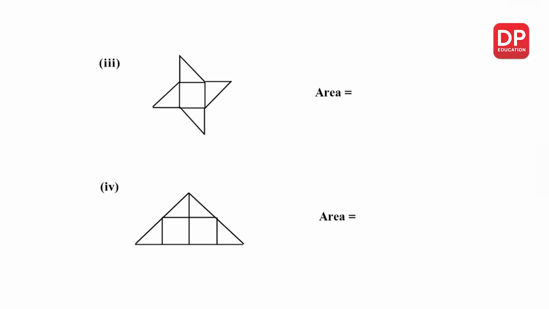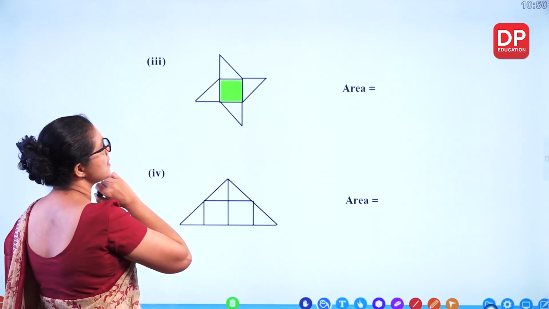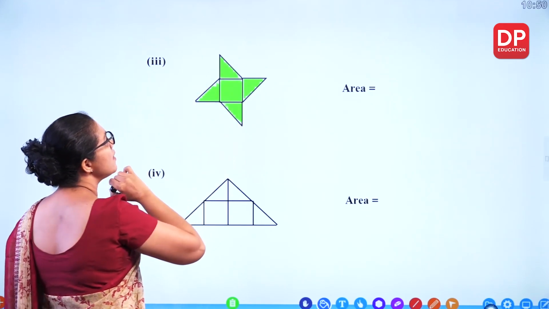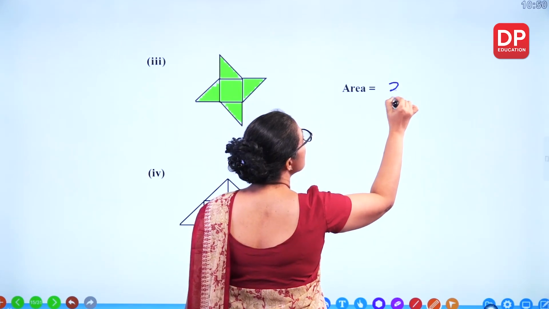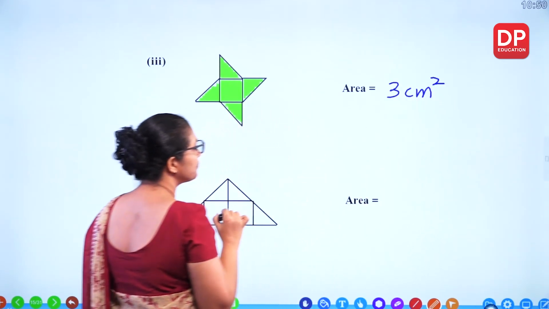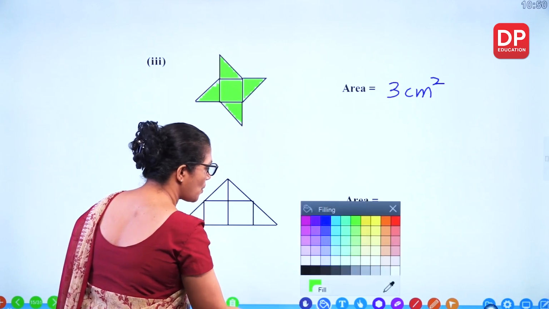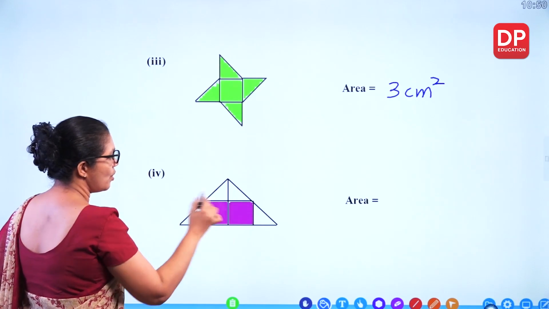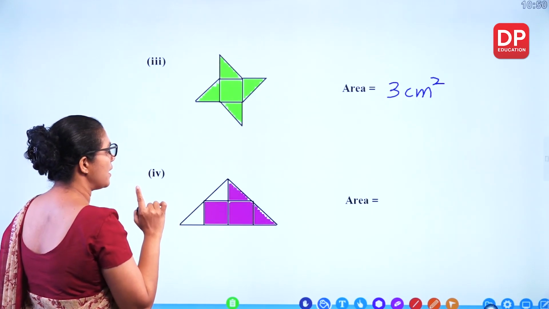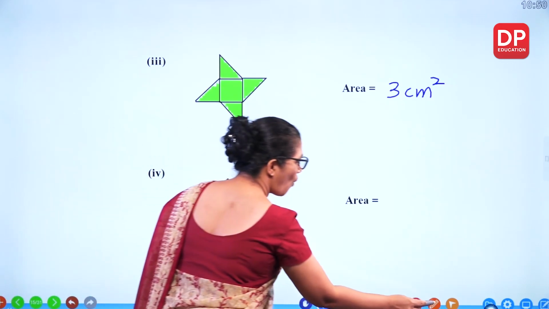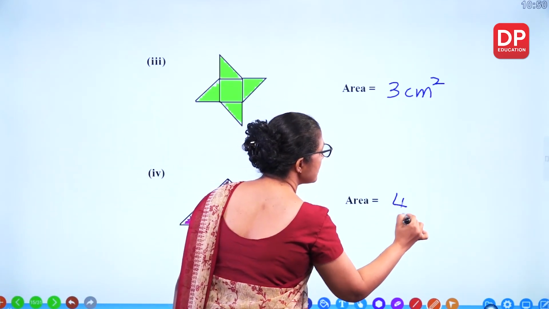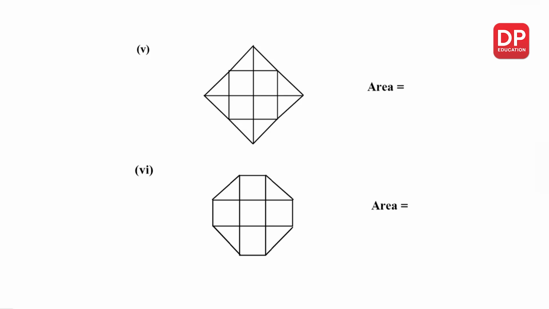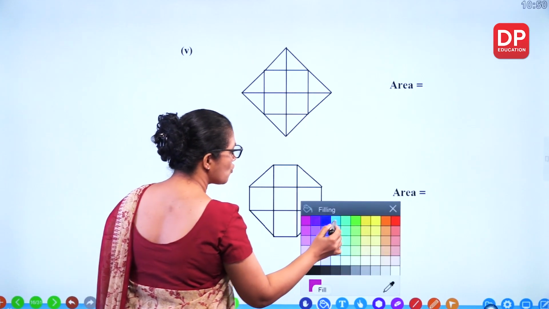So, here in this one, you get 1 full circle. And this half and this half, 2. This one and this one, 3. So 3 square centimeters. What about this one? Full 1 and 2. This and this, 3. This and this, 4. So half and half you can take as 1. 4 square centimeters.